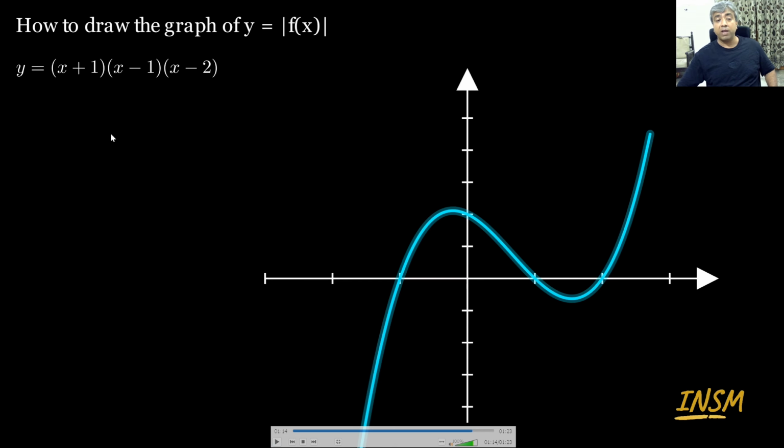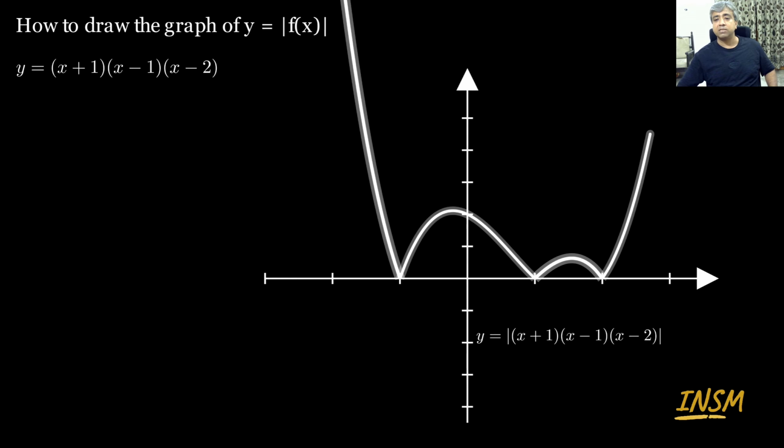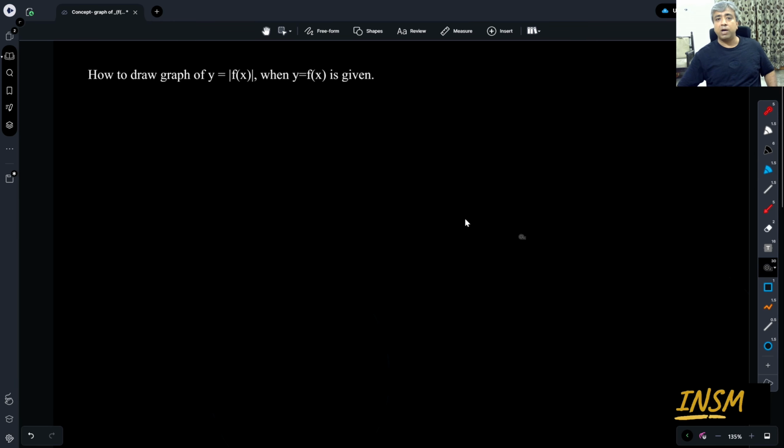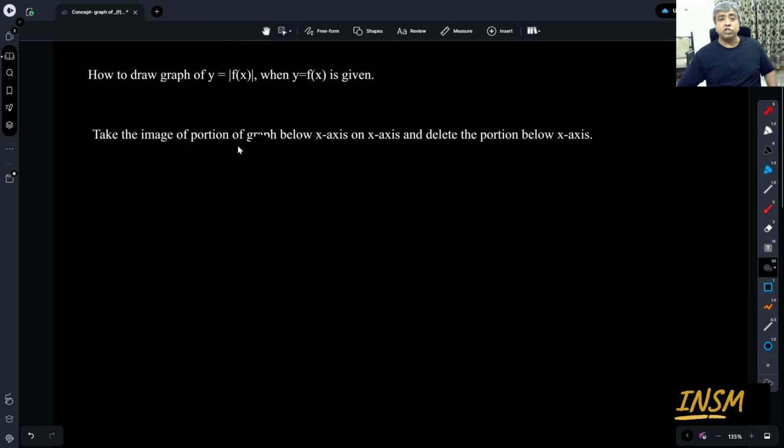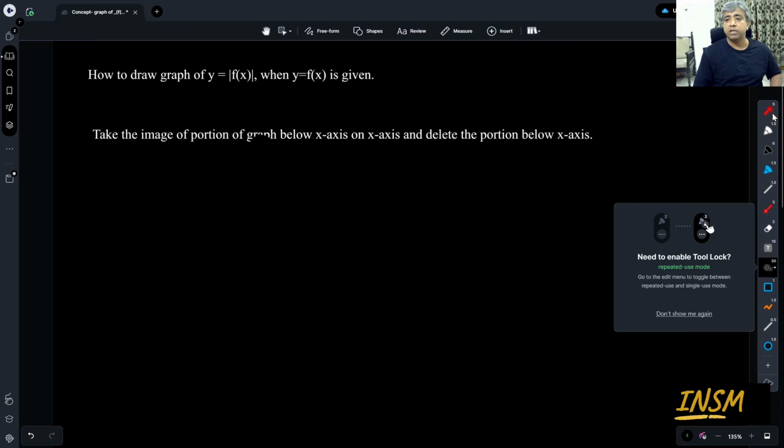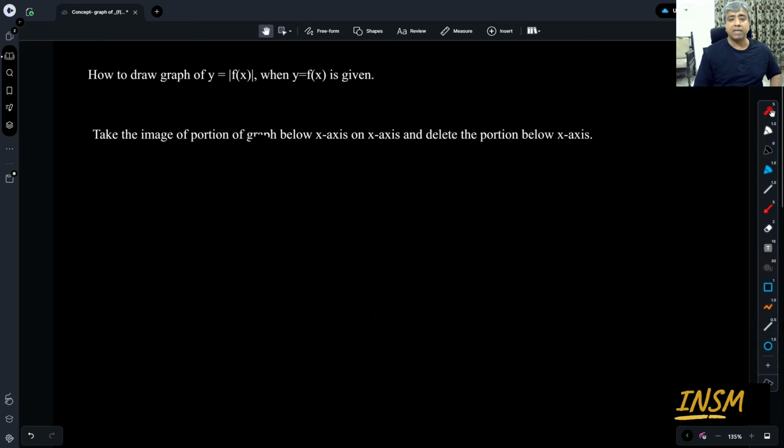Now to draw the graph of its mod, we will again do the same thing. We just take the portions below x-axis and flip them on x-axis. So the rule that we saw, which works, is that for drawing the graph of y equal to mod fx, you have to take the image of the portion of the graph below x-axis on x-axis and delete the portion below x-axis. Or you can remember it something like that: the portion which is below x-axis, just flip it above x-axis and delete the portion below it. We will see some examples.